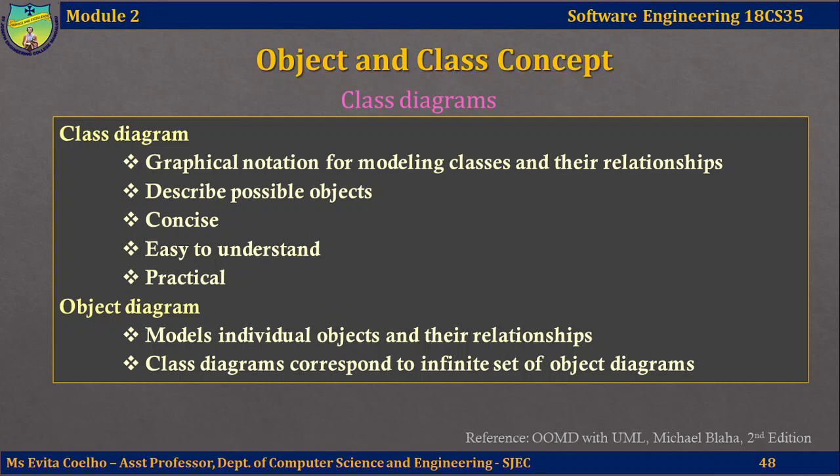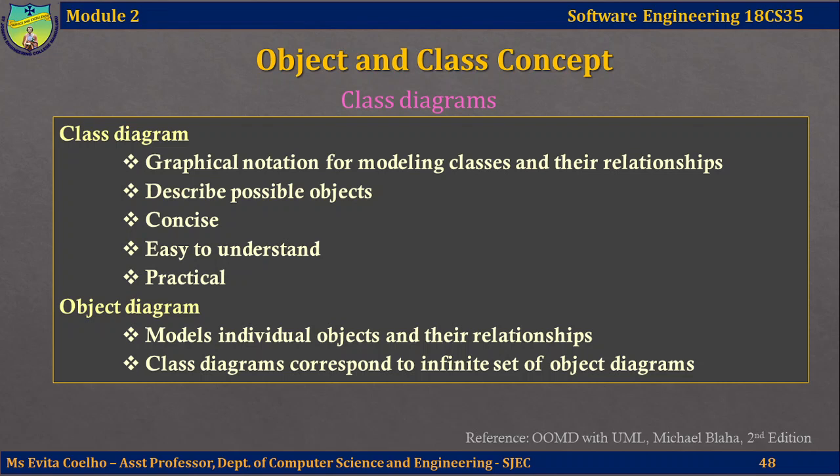So let's begin with class diagrams. Class diagrams provide a graphical notation for modeling classes and their relationships, thereby describing the possible objects that could be created given the template of the class. Class diagrams are useful for both abstract modeling and for designing the actual problems. They are concise, they are easy to understand, and they work well when we design practical solutions.